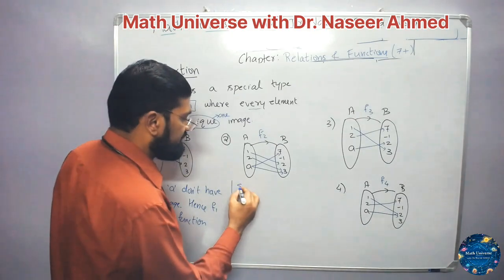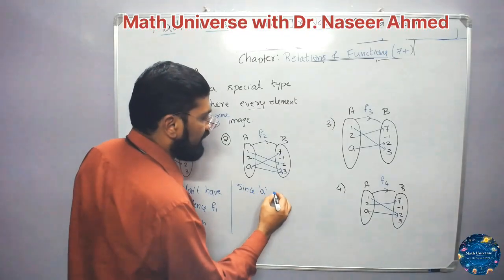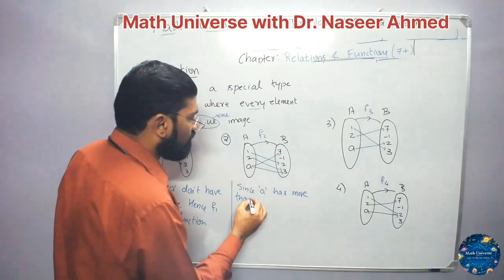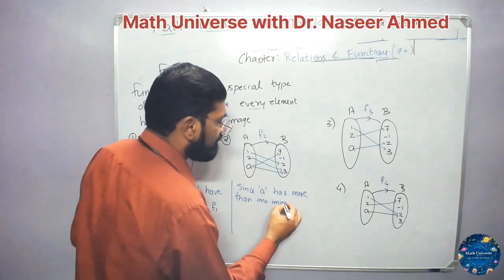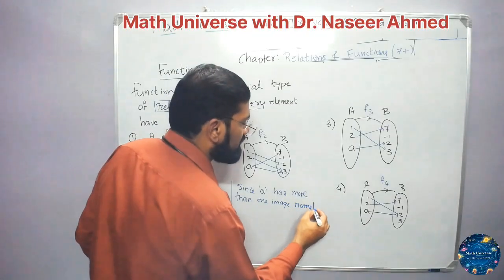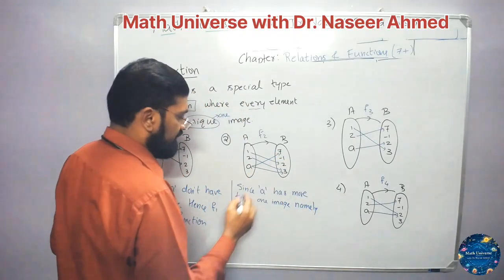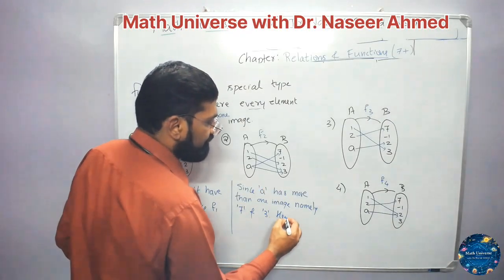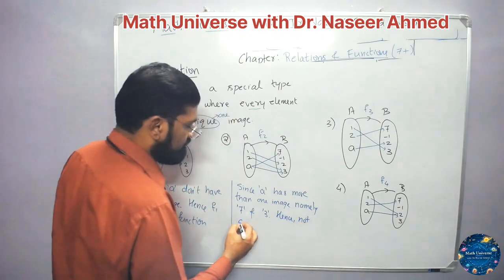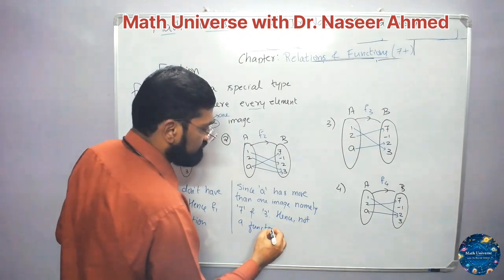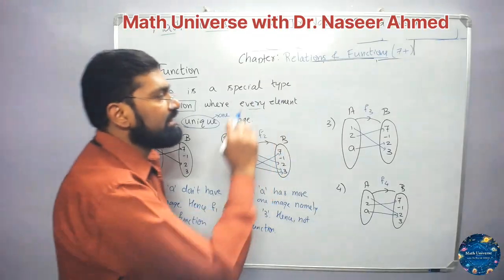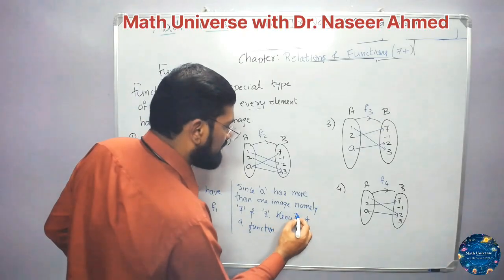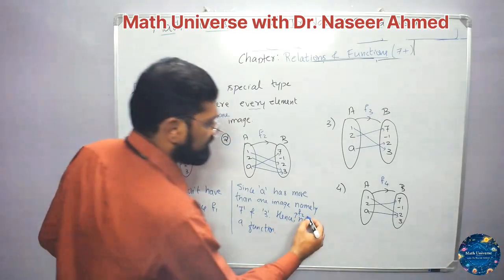So let's mention, since element A has more than one image, namely, which are those more than one image? Image of A is 7 and 3. Hence, F2 is not a function. Okay. Next, come to the third example.